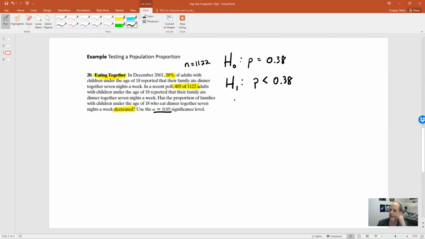Okay, so we need P hat, which is just the number reporting over the number consulted, N. So we come up with roughly 0.359. Now, obviously that's different from this, but at this level of significance, is it different enough to indicate that it's decreased? That's what we're looking for.